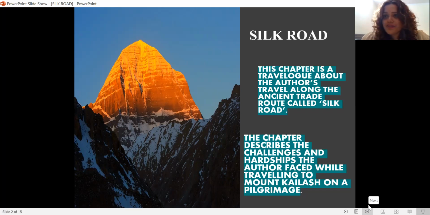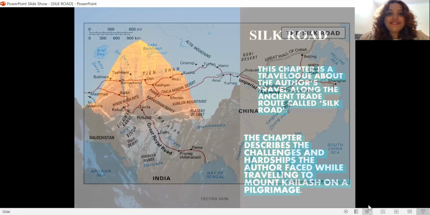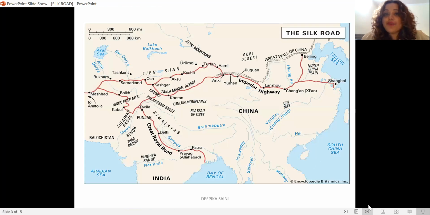Now, what is Kailash famous for? Yes, it is still considered the abode of Lord Shiva, and it is a very revered pilgrimage. So here, I'm showing you the Silk Road. This Silk Road, as you can see, extended from east, from Shanghai onwards to the west. And it's a very, very long, elongated pathway.